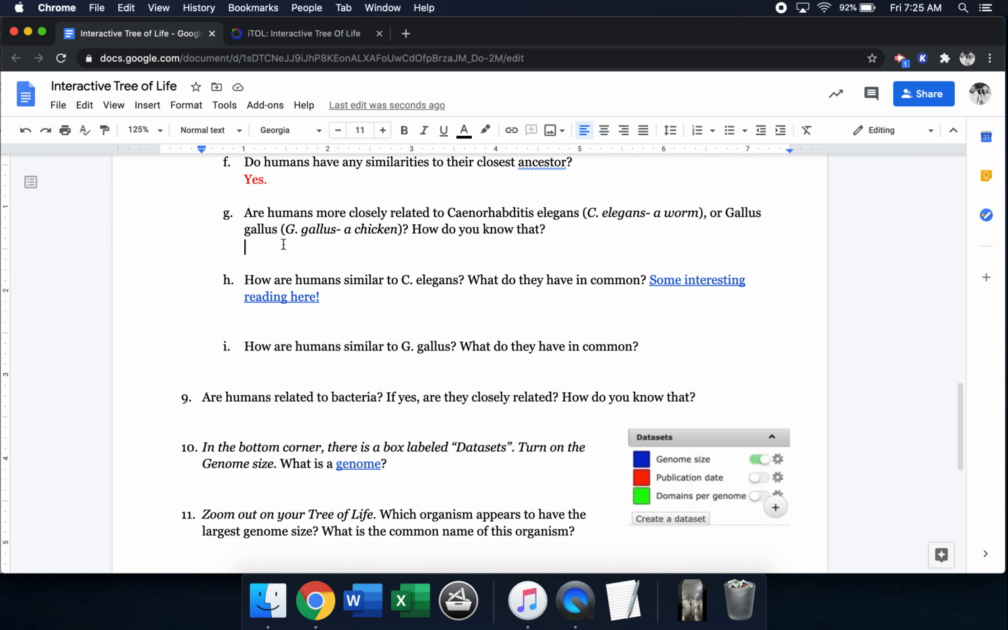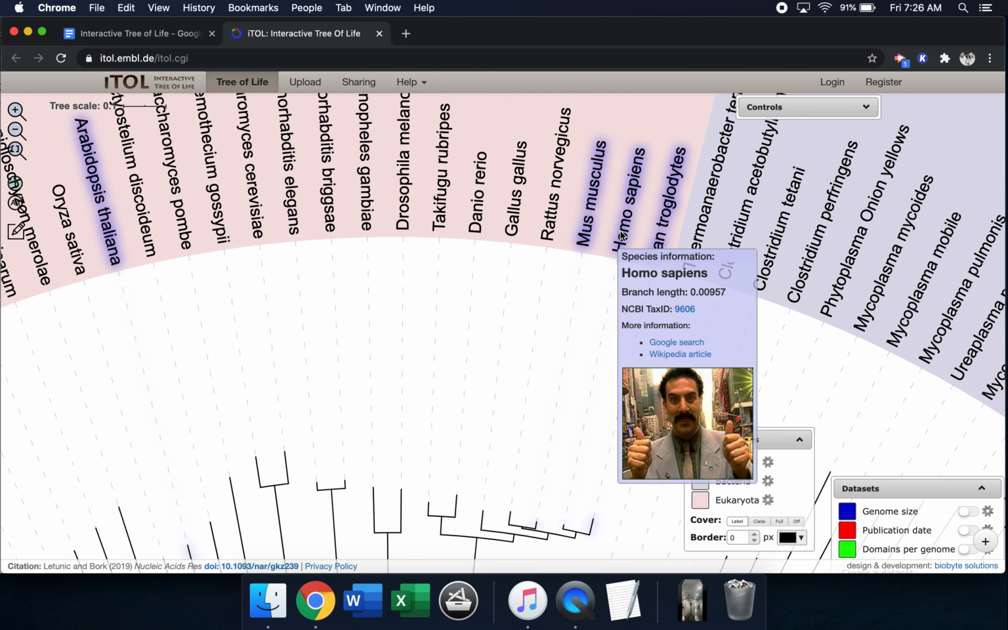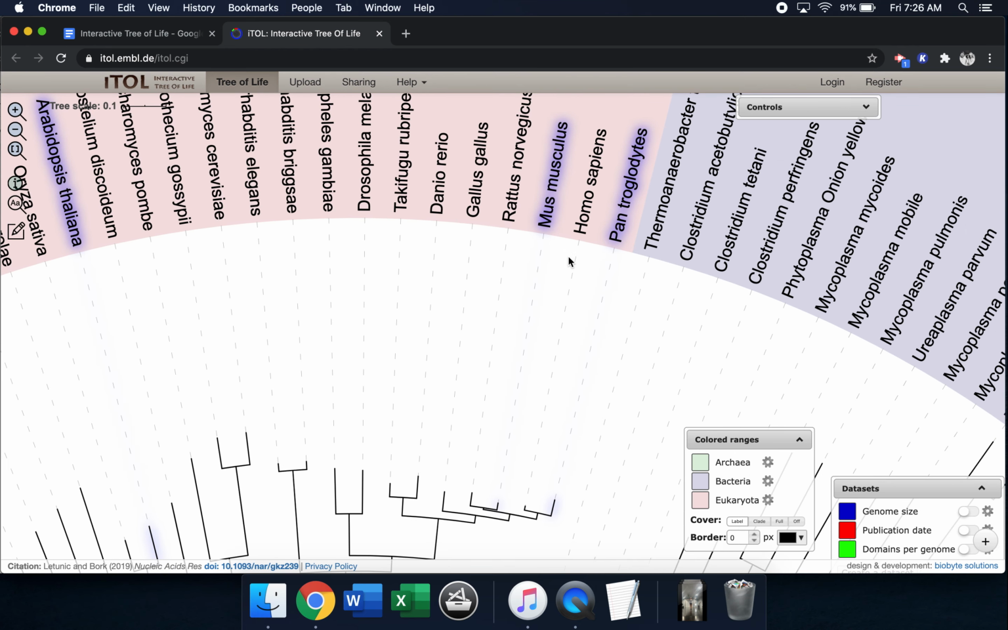All right, so G, are humans more related to C. elegans, which is a worm, or Gallus gallus, which is a chicken? And then how do I know that? So let's go back to my model. So here's Homo sapiens right here. And here's Gallus gallus. So let's see if I can find their closest common ancestor. So here's the human trail, and I'm going to bring it back and back. And this would be the most common ancestor with Gallus gallus, with the chicken. So that's not too far back, according to this model.